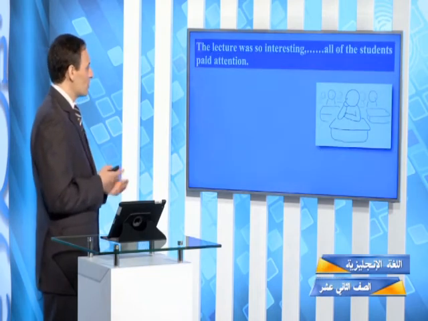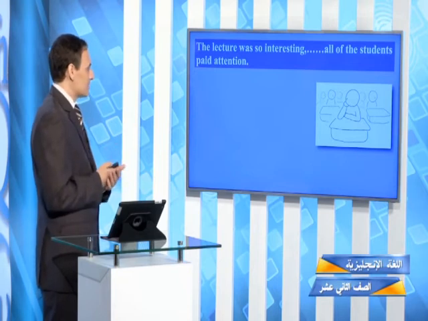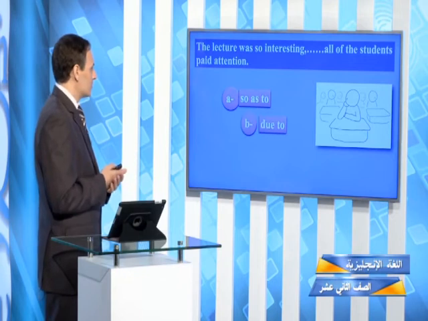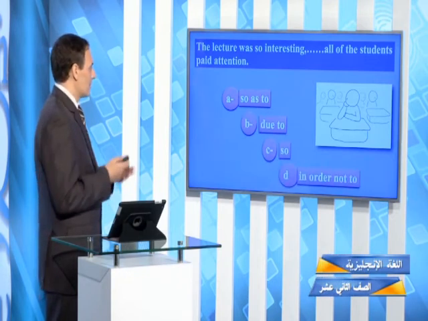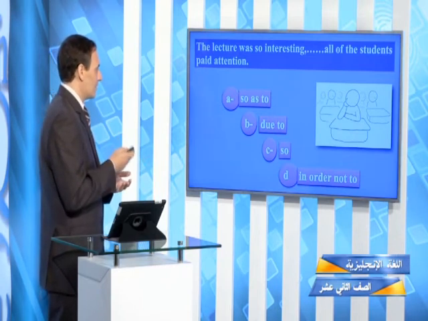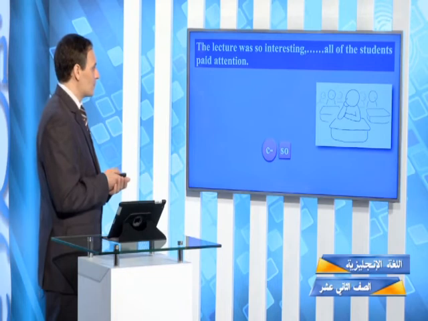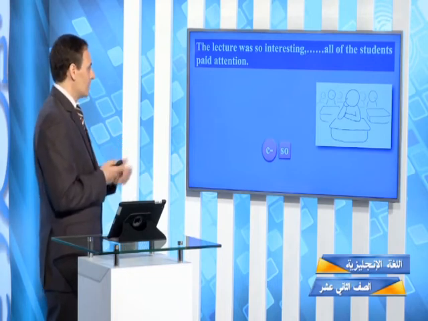The lecture was so interesting, space, all of the students paid attention. Now here, the expressions are so as to, due to, so, or in order to. The lecture, the lesson was interesting. The result of that is the students paid attention. So to express a result, we use so. Okay? Notice that before so we have a comma.